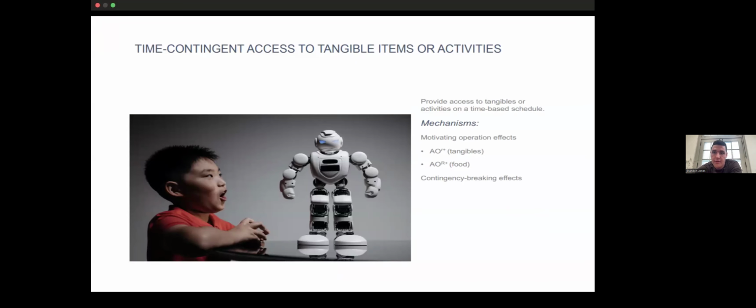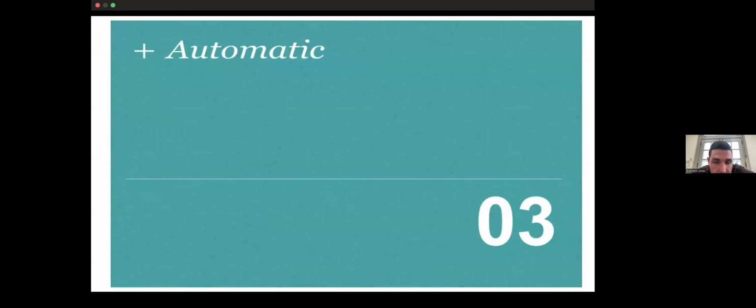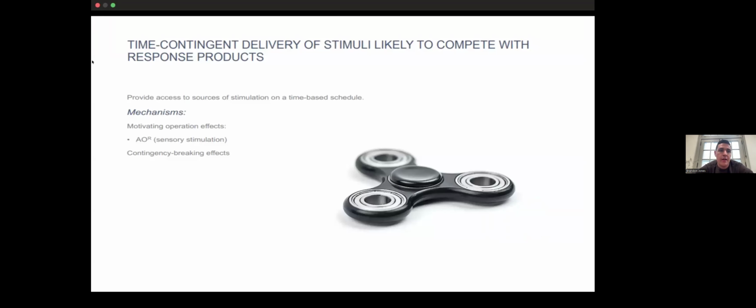Just making sure that they have access to these things on a time-based schedule as well. And if this is somebody that frequently engages in food-seeking behavior or access to tangibles, very reinforcing, we kind of beat them to the point where they engage in the maladaptive behavior and provide them access to the tangible on a consistent schedule too. And I can help break that contingency there.